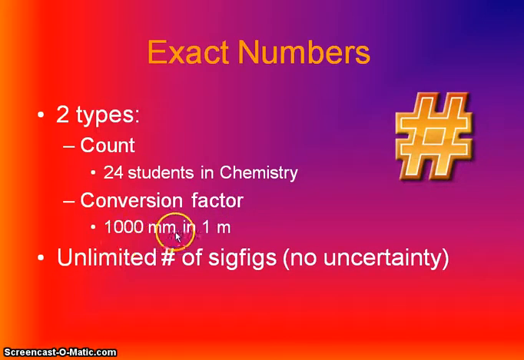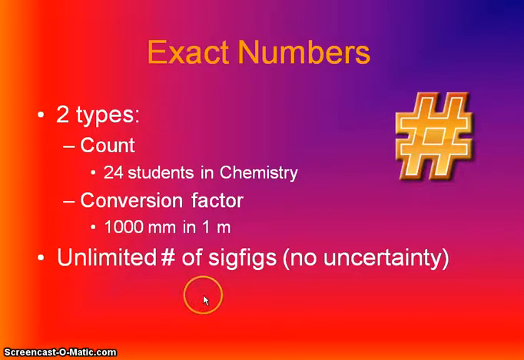For instance, there's 1,000 millimeters in 1 meter. Okay, well, take a look at a meter stick. There's 1,000 millimeters in it. That's not a measurement. It's simply a conversion factor, so it's an exact number. So with any type of exact number, a count or a conversion factor, we would say that they have an unlimited number of significant figures because there is no uncertainty with that.